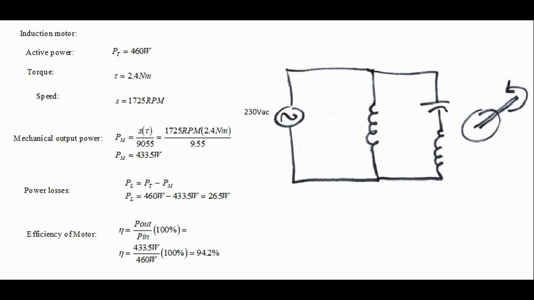In all motors there will be some loss, and in this case it's active power minus mechanical power. 26.5 watts is very low. The efficiency of a motor is indicated by the Greek letter eta. The efficiency is calculated by power out divided by power in, or mechanical power divided by active power times 100%. In this case, it's 94.2%. This is a very high efficiency.